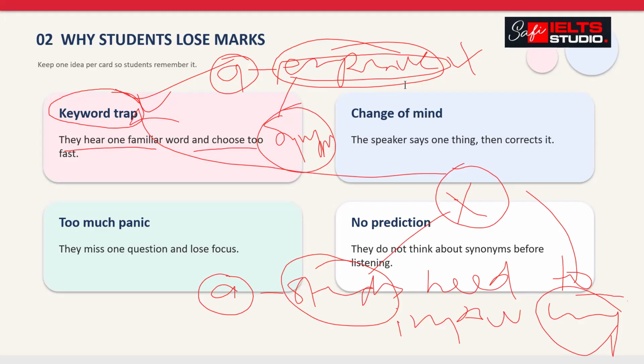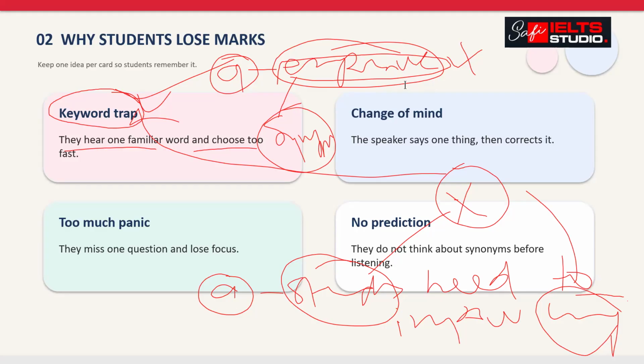That's the first point: never ever select the option which has exactly the same words repeated. If you select that, it's a big trap and you will get zero for that.